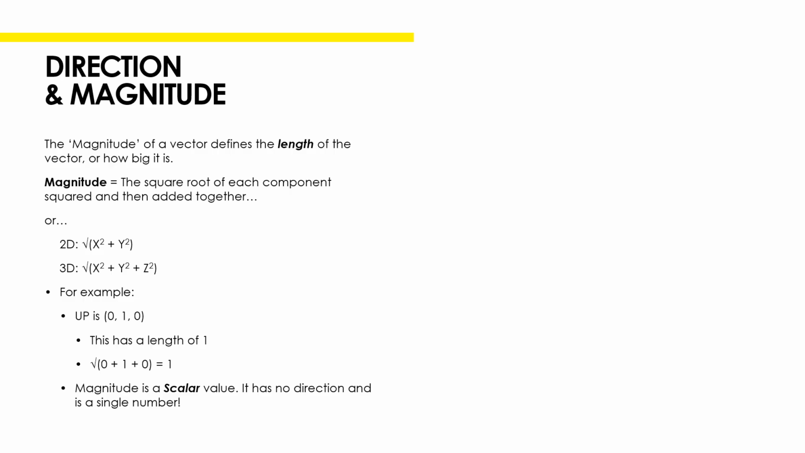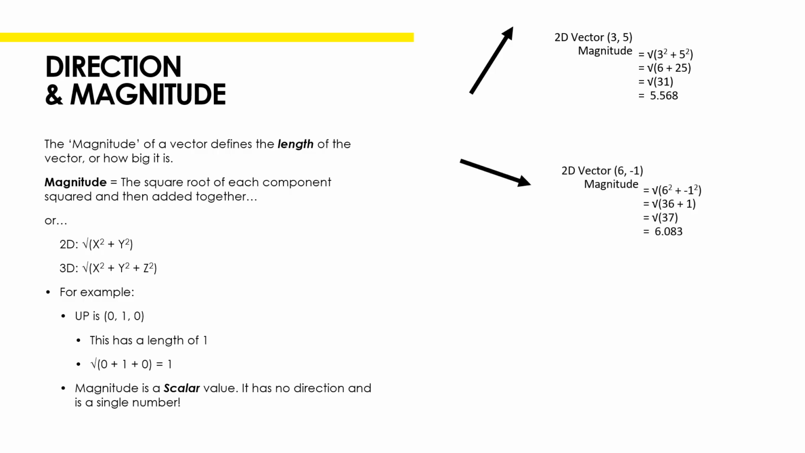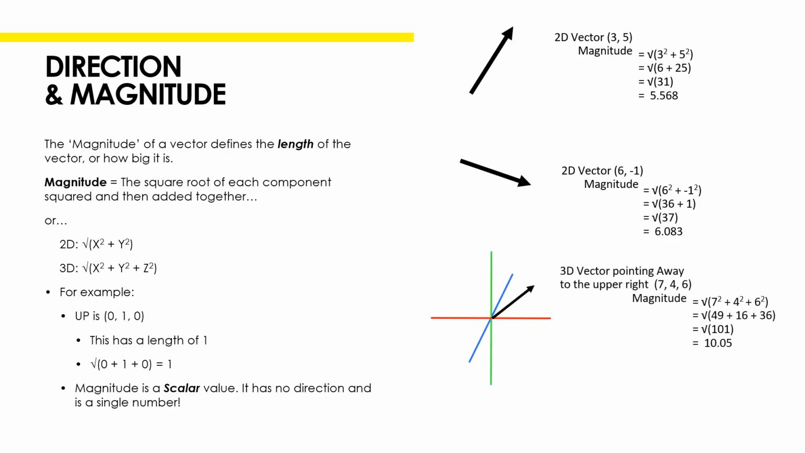Magnitude is a scalar value. So a scalar value has no direction. It is just a single number. So another example here, if we have a two-dimensional vector of 3 in the x-axis and 5 in the y-axis, to find the magnitude or the length of this, we square the components individually, and then we find the square root of the entire thing. So this means that this vector has a length of 5.568. If we do the same for this one, we get a length of just over 6. And in 3 dimensions, we do the same thing, just with 3 values instead. It scales very nicely.